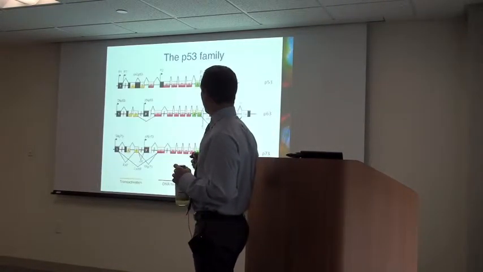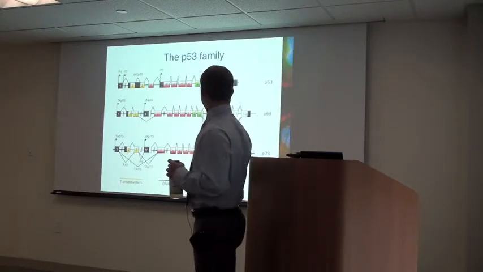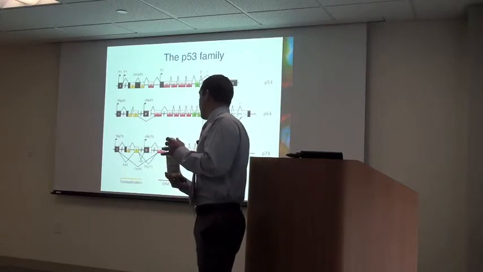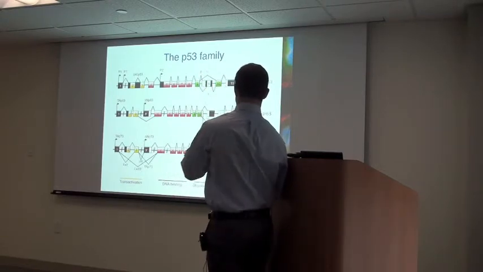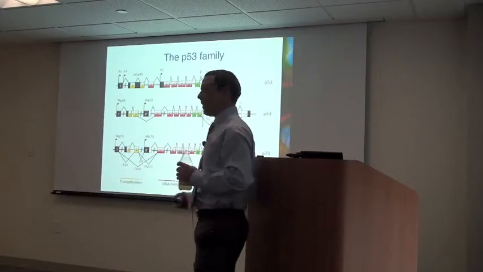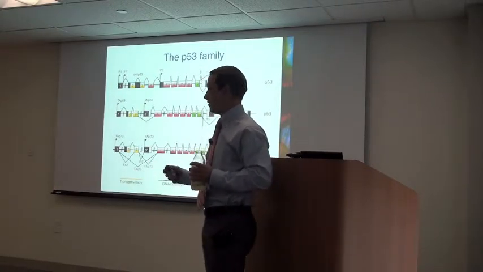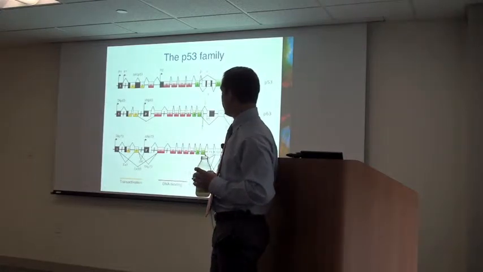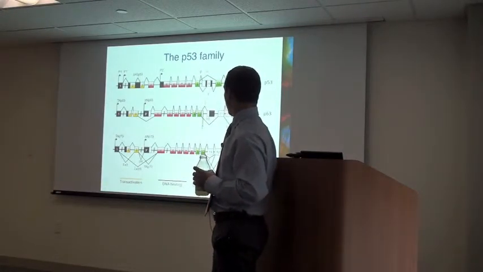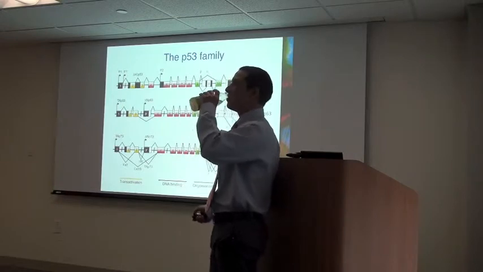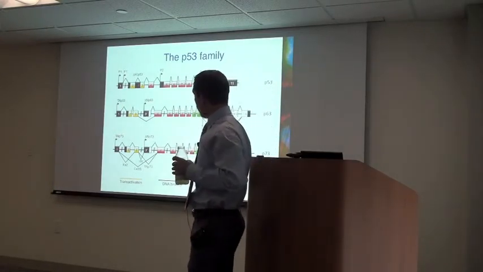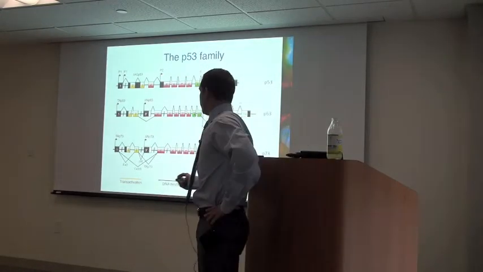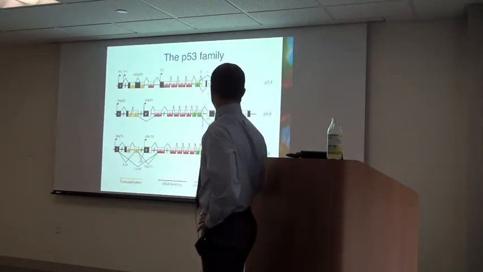P53 is a member of the P53 family, which includes P53, P63, and P73. These last two were discovered only about 15 years ago, less than 15 years ago, based primarily on sequence homology over their transactivation, DNA binding, and oligomerization domains. All three genes are transcribed as different isoforms that differ in their N and C termini.